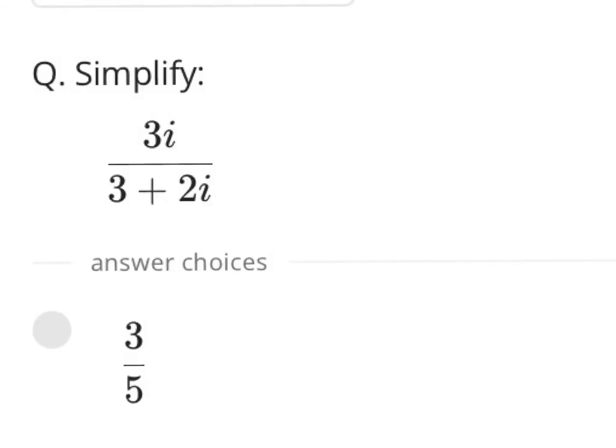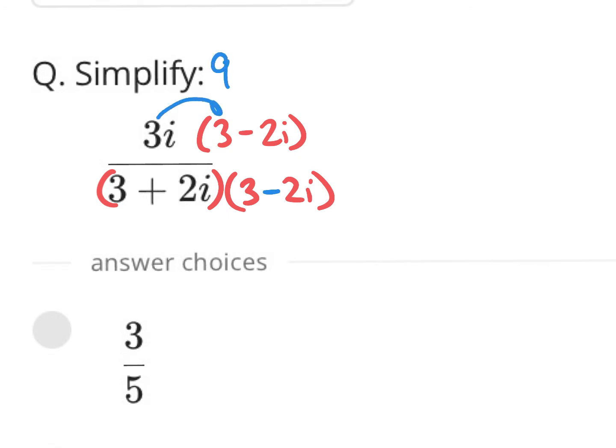On this question, we do have a binomial in the denominator. We will have to multiply by the complex conjugate, which is the same binomial, but with a minus sign in the middle. So we're going to do the same for the top. Okay. And we're going to distribute on the top.